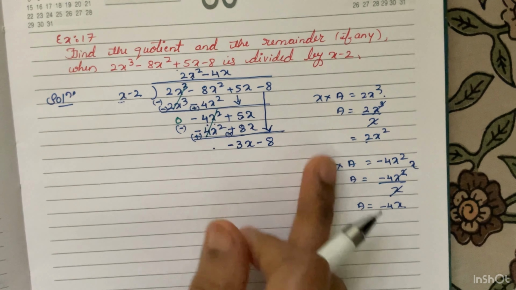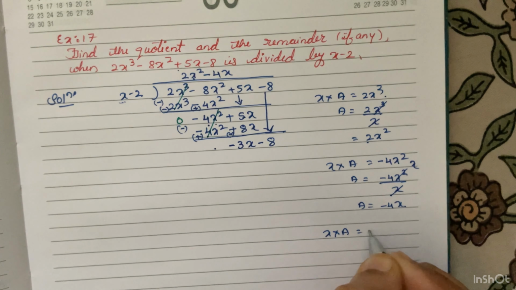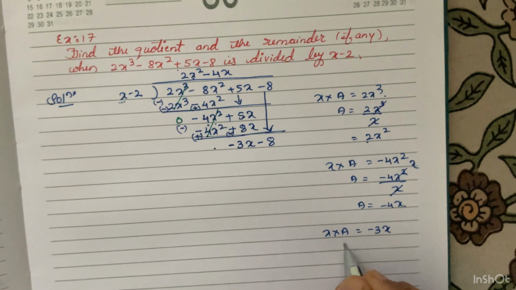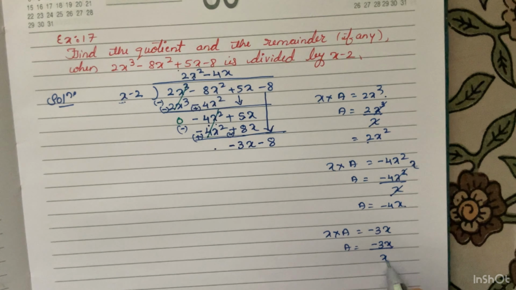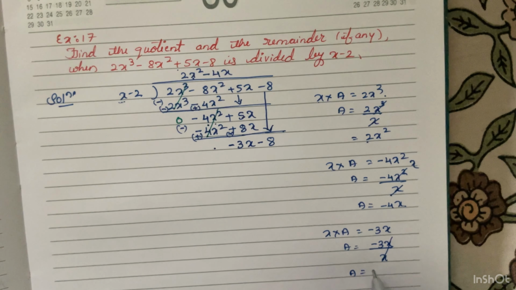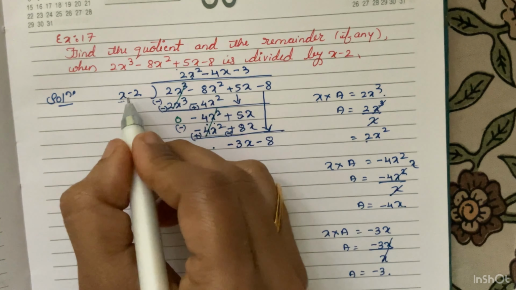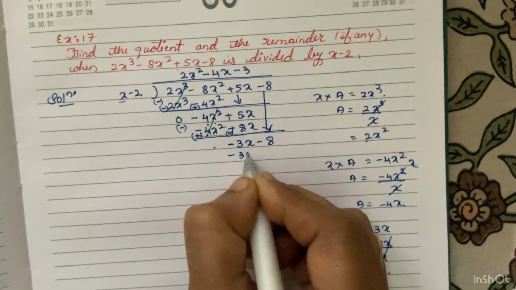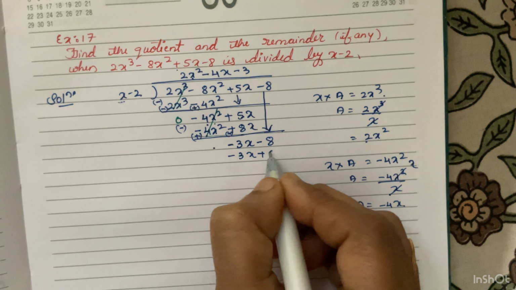Now again the same thing we did here: x into a equals minus 3x. This time I need the value for minus 3x. Again shift x to the right side. I'll have minus 3x by x, which gets cancelled. So the value we found is minus 3 here. Now I'm going to write it over here. Minus 3 into x is minus 3x. Minus 3 into minus 2, I'll have plus 6.